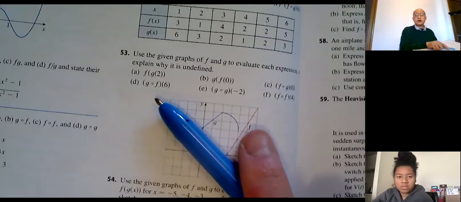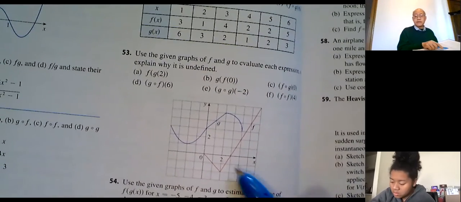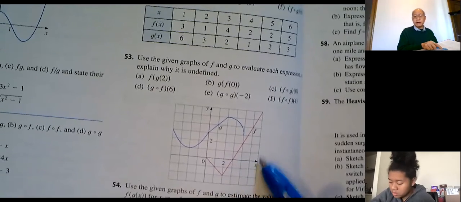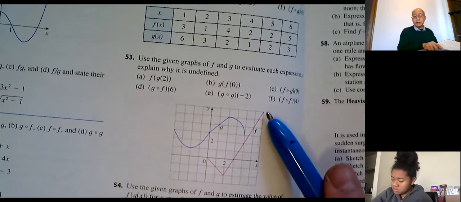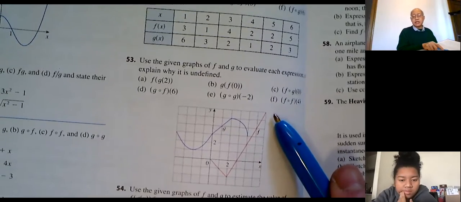Okay, D, G circle F of 6. I do F of 6 first. So F of 6, where's 1, 2, 3, 4? So it's way out here. So it's way up here. So where's here? 1, 2, 3, 4, 5, 6. F of 6 is 6.